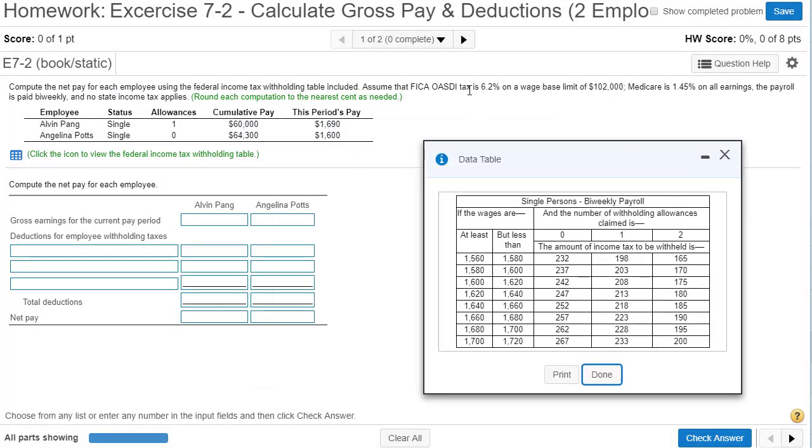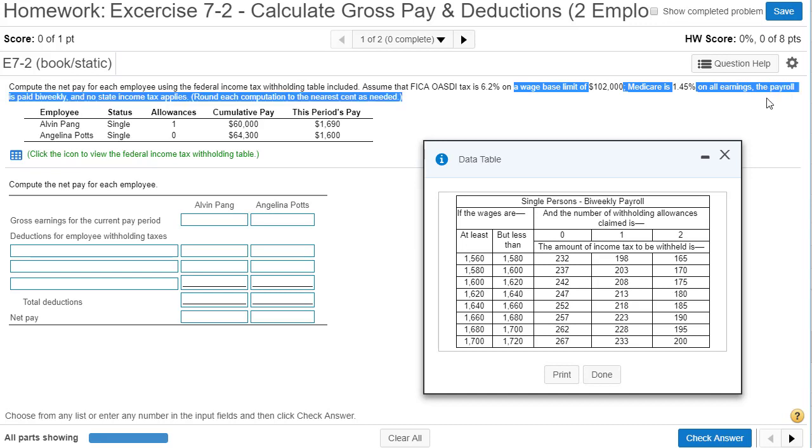Assume that FICA OASDI is 6.2% on a wage base limit of $102,000. Medicare is 1.45% on all earnings. Payroll is paid biweekly and no state income tax applies. Of course, round each computation to the nearest cent. Because these are deductions and we're working with currency, we have to round to 2 decimal places.